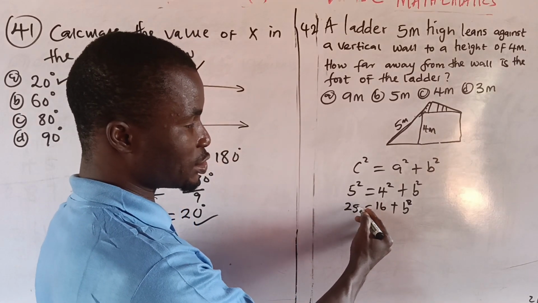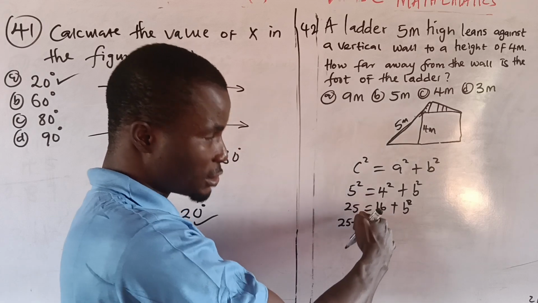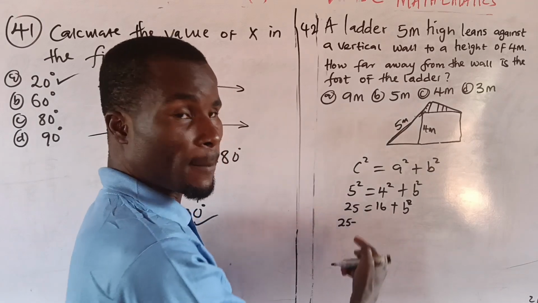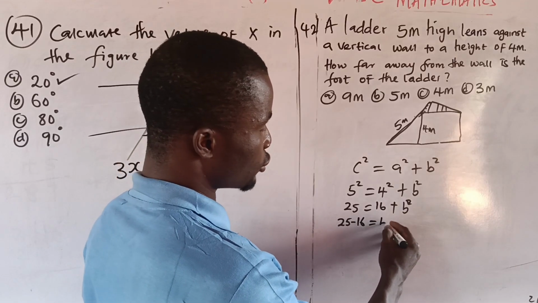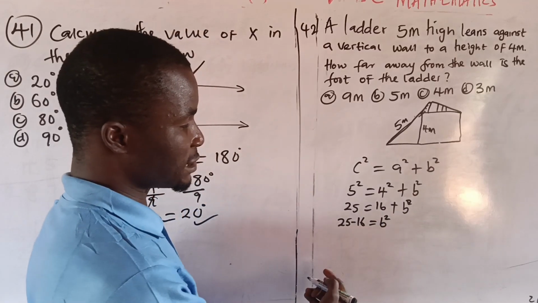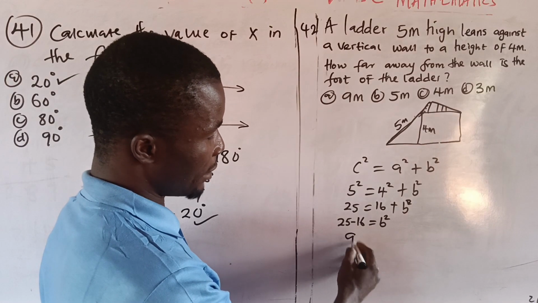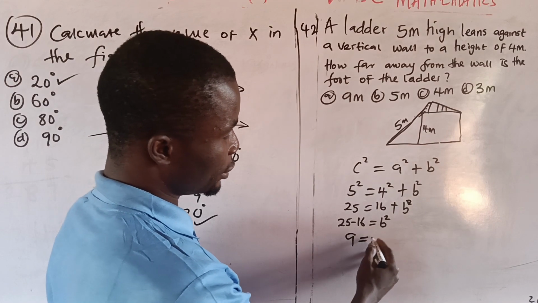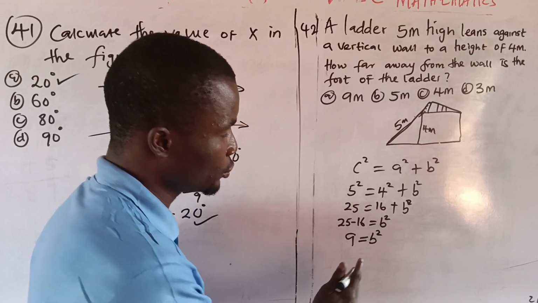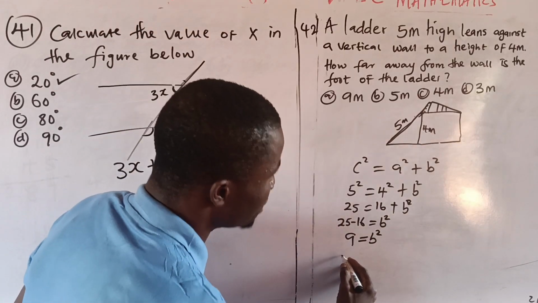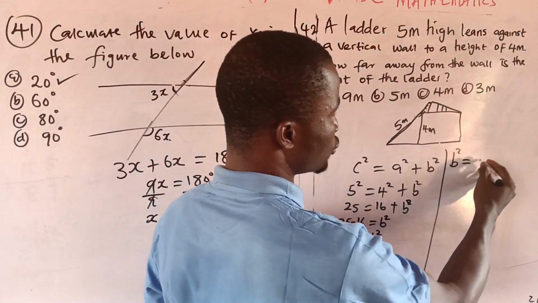So now we are taking this to this side. So we have 25 minus, because once it crosses the equality sign, it becomes a negative sign. So we have 25 minus 16 equals b squared. 25 minus 16 will give us 9. 9 equals b squared. Now let's take this b squared to this side. So b squared is equal to 9.